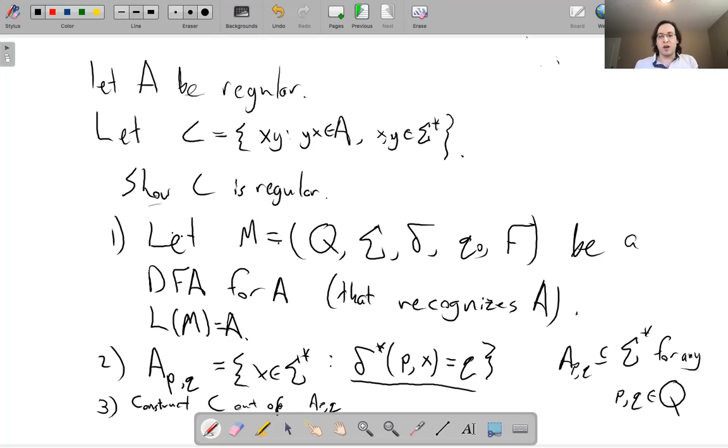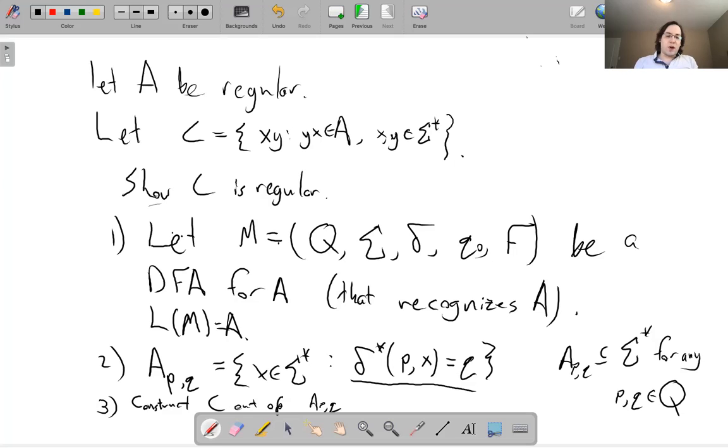The languages A_PQ are going to be regular. Why are they regular? Because it's a very simple modification for M to recognize them. All we need to do is modify M so that its start state is now P, and its only accept state is Q. Once we make this modification, M accepts a string if and only if it causes M to move from P to Q, and therefore if and only if it's in A_PQ. So this modification of M is a DFA for A_PQ. So A_PQ is regular for any P and Q.